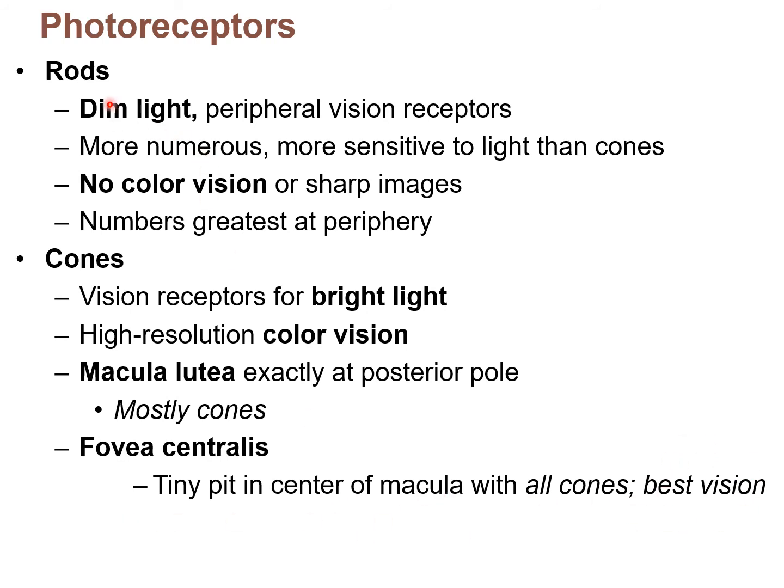So they're kind of opposite. Rods are in greater numbers at the periphery, but as we move towards the center, we have more cones, specifically in the macula lutea, and even more so, the most cones are in the fovea centralis because there are no rods at all in that location.